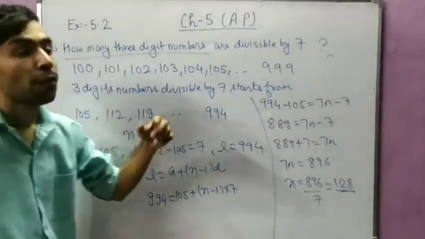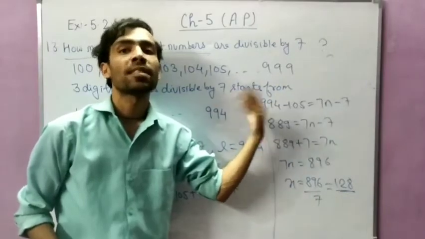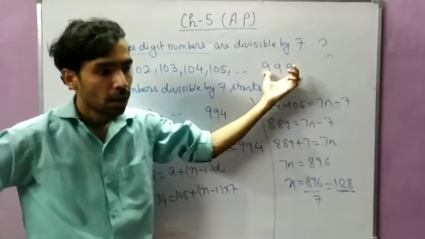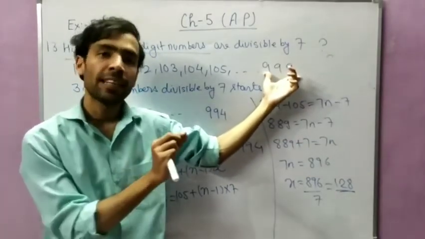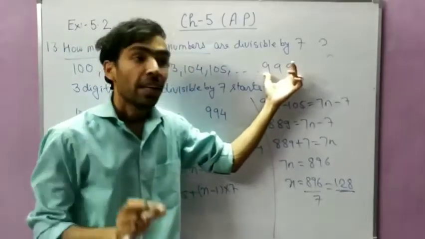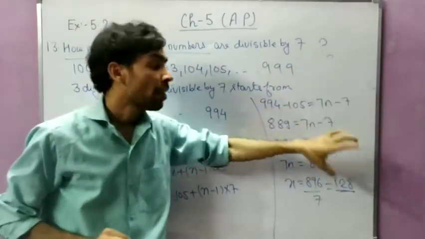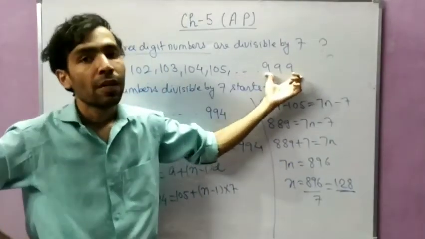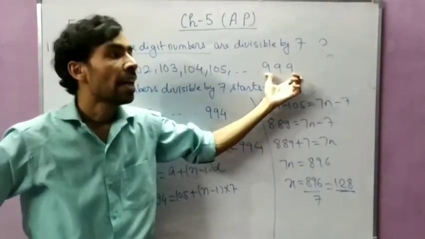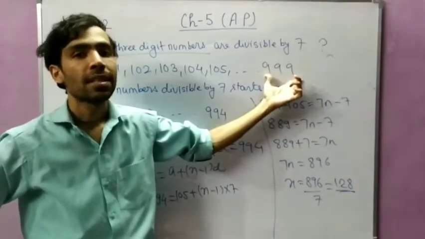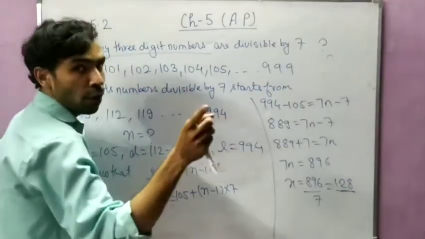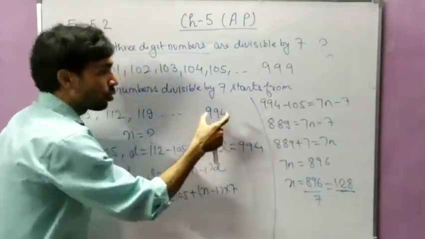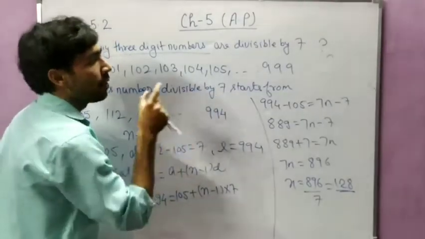Now we have to check what will be the last 3-digit number which is divisible by 7. So what you do, whatever is the last term, divide by 7. If the remainder comes 0, it means that will be divisible, so that will be the last term. If the remainder is not 0, whatever remainder will come, that remainder will be subtracted from this. Whatever you get will be the last 3-digit number which is divisible by 7. So the remainder was 5, so I subtracted 5 from this. So I got 994. So that is the last 3-digit number which is divisible by 7.